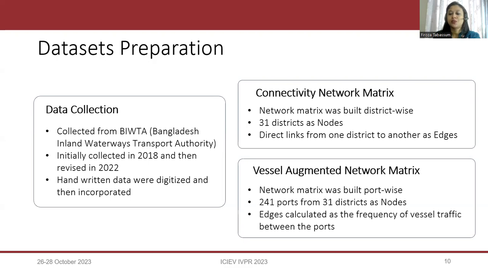The connectivity network matrix was built district-wise, where 31 districts of Bangladesh were considered as nodes. If there is any direct connectivity from one district to another, we then count the edge as equal to 1.